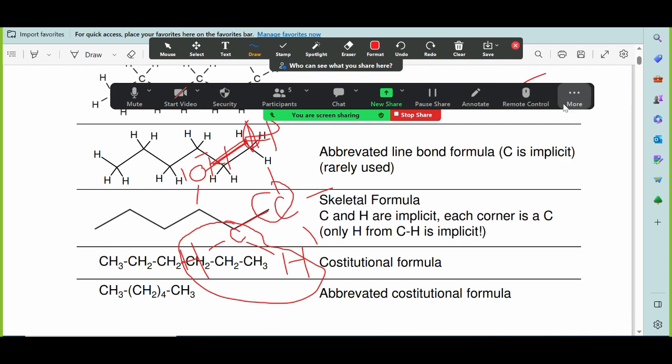So that's the difference between an implicit H and an explicit H that it should be written. Okay, I need to clear.